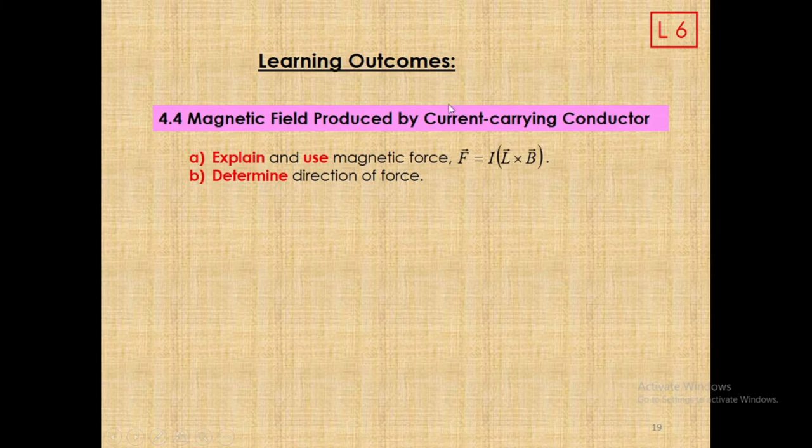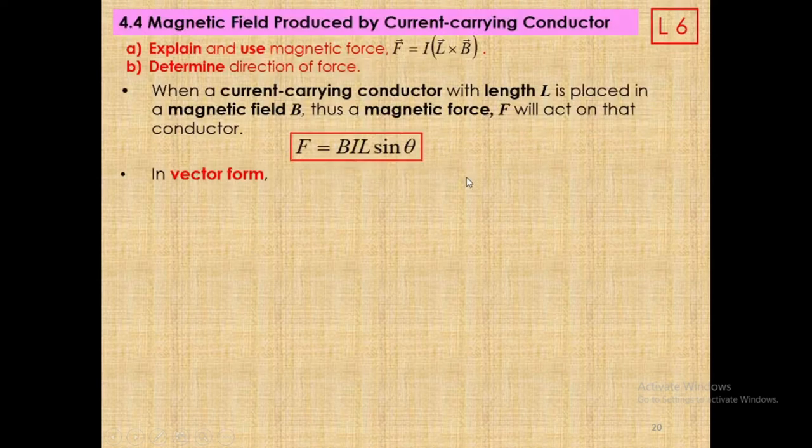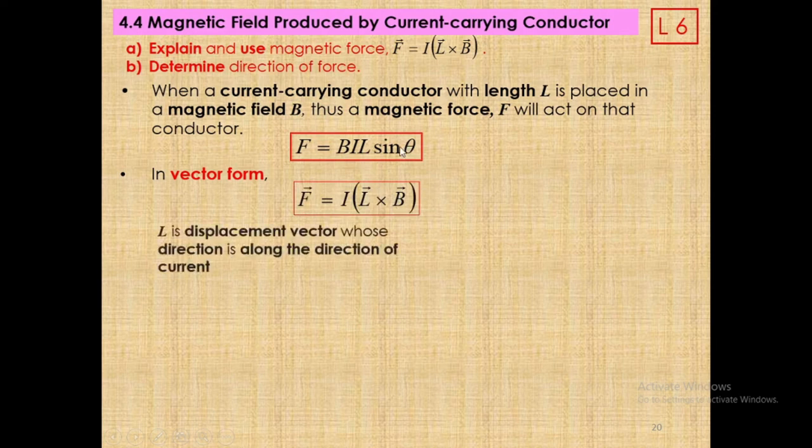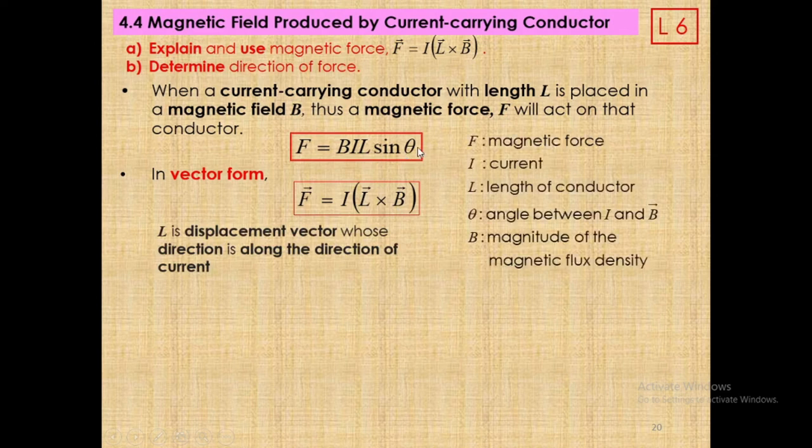Okay, next is for the magnetic force on a current carrying conductor. So explain and use magnetic force F equal to ILB and determine the direction of force. Okay, so when a current carrying conductor with length L is placed in a magnetic field B, a magnetic force F will act on that conductor, which is F equal to BIL sine theta. In vector form, this formula is I bracket L cross B. So for the vector form here, theta represents the angle between I and B. So F is referred to magnetic force, I is for the current, L for the length of the conductor, theta the angle between current and magnetic field, B is the magnitude of the magnetic flux density.